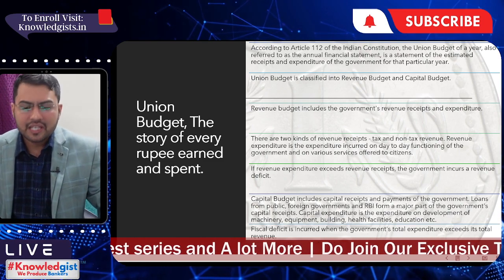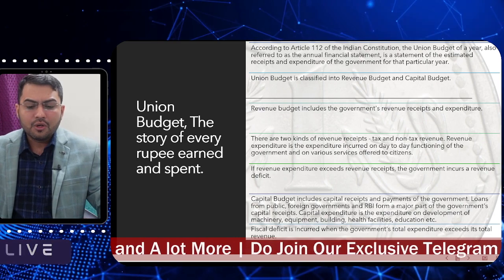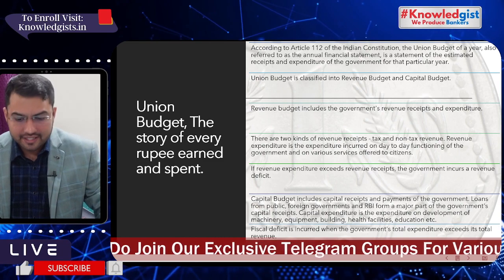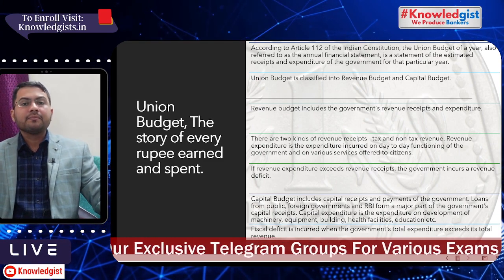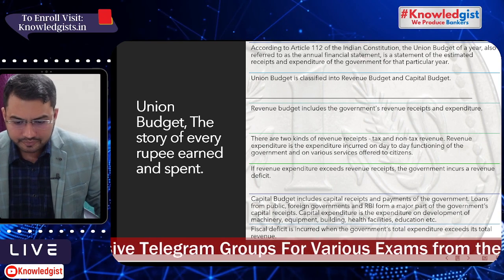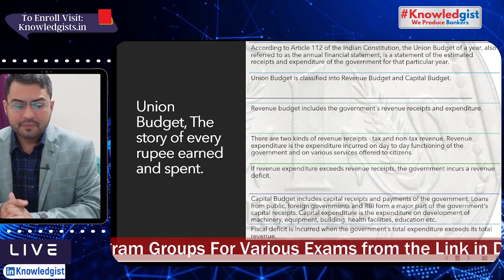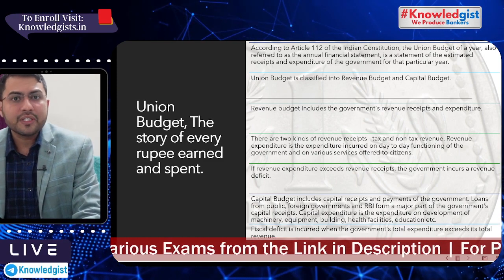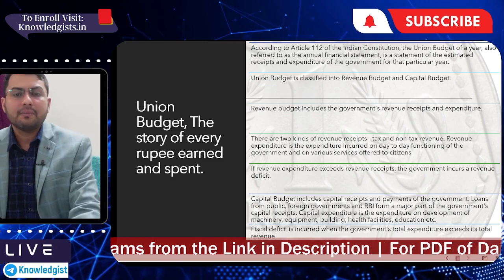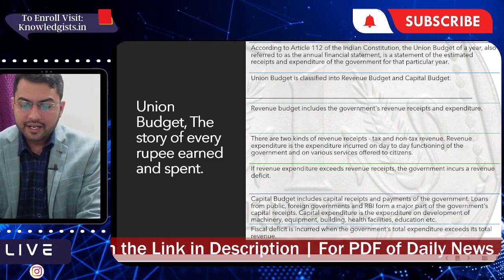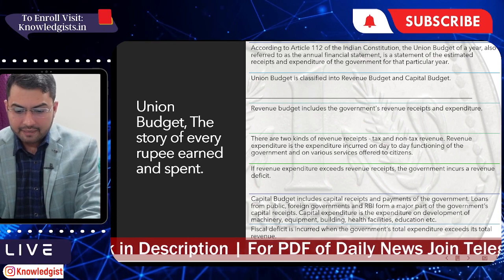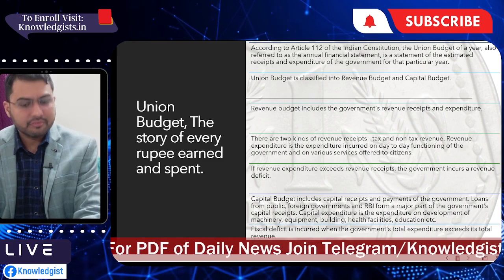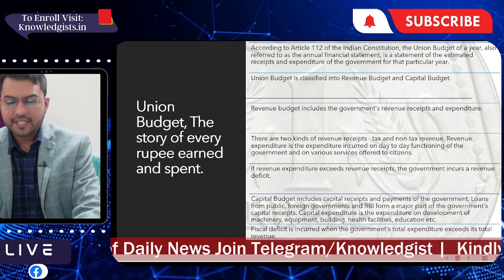Capital budget includes capital receipts and payments of the government. Loans from public, foreign government, and RBI are the major part of government's capital receipt. Also, when capital is being sold, and the loans, etc., which are to be repaid to the public, are also called capital receipt. Okay. So capital expenditure is the expenditure on the development of machinery, equipment, building, health facilities, and education.